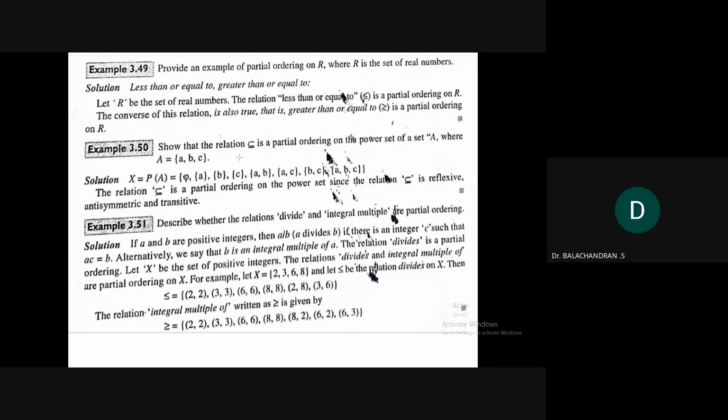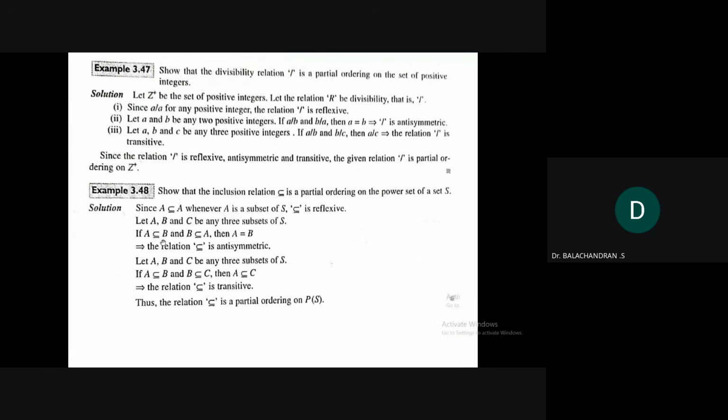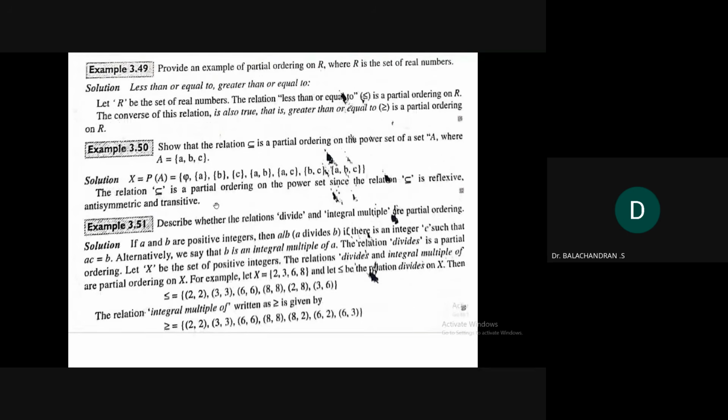So next, again set inclusion. Here they gave a particular set A equal to {a, b, c}. For this set, you need to find the power set. It contains three elements, meaning 2 power 3, so it contains 8 elements. Actually, example 3.50 is a particular case of 3.48, so that's why I'll skip. Okay, you can try. Similarly, describe whether the relations divides and integral multiple are partial orderings.